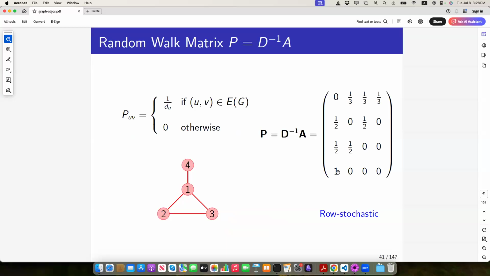So basically, you can see if you're at node 1, let's say row 1, you go to 4 with probability 1/3, 2 with 1/3, and 3 with 1/3. However, when you are at 2, you can go to 1 and 3 with probability 1/2, 1/2. Basically, the PageRank is a stationary distribution, is an eigenvector of this matrix. So what you know as PageRank is an eigenvector of this matrix.